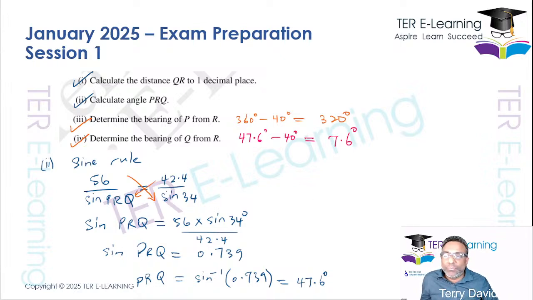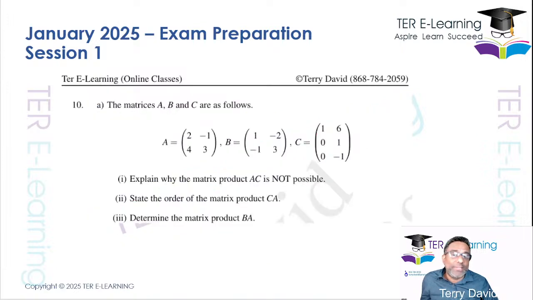Time is moving fast, so let me just jump to question 10 quickly. We've been here for a while. The 10th question in the exam is based on vectors and matrices. So we have 3 matrices here, A, B, and C. Explain why matrix product AC is not possible.